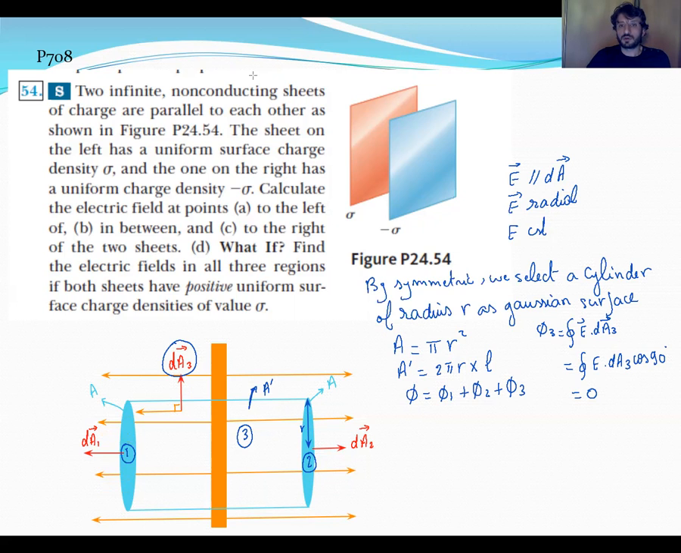Let's continue for the total. So we have here flux 1 and flux 2. You see here the flux to the right side equals the flux to the left side, because you have the same quantity of lines to the left and to the right. So we can say the total flux equals 2 flux 1, or 2 flux 2, equals Q_enclosed divided by epsilon.